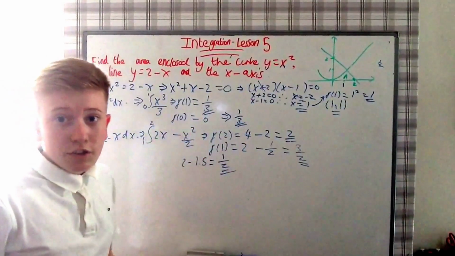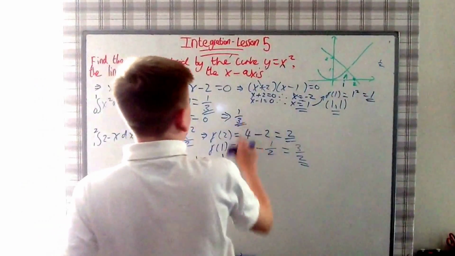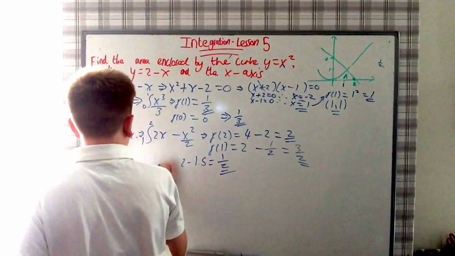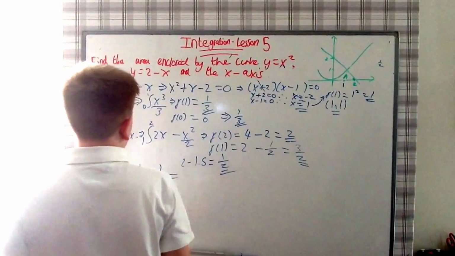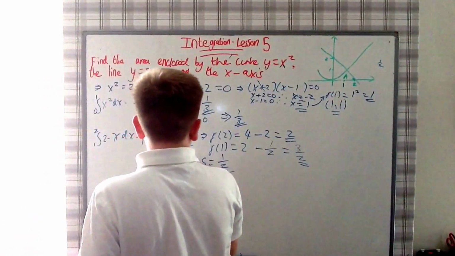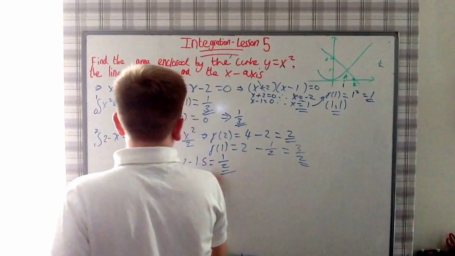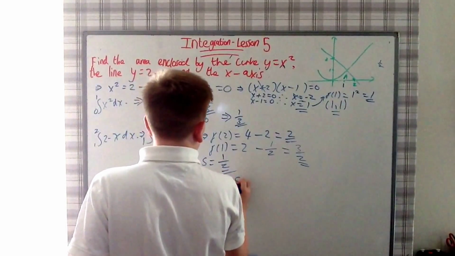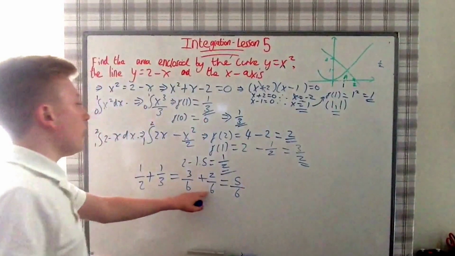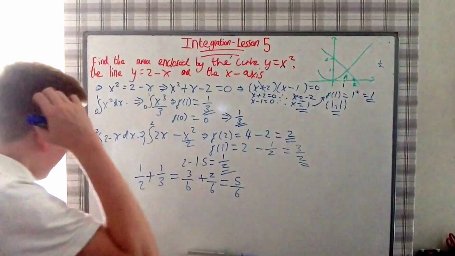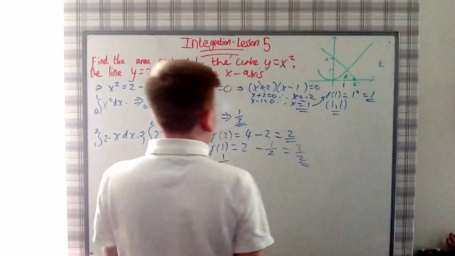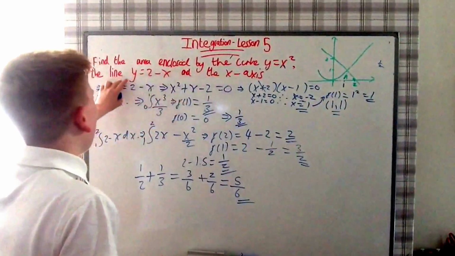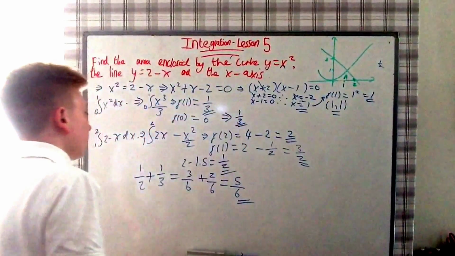So now if we want to find the total area of A, we simply add these two together. Well, a half can become 3 over 6, and a third can become 2 over 6. Adding 3 over 6 and 2 over 6, we get 5 over 6. This is our answer, okay? This is the area of A. The area enclosed by the curve, line and the x-axis.